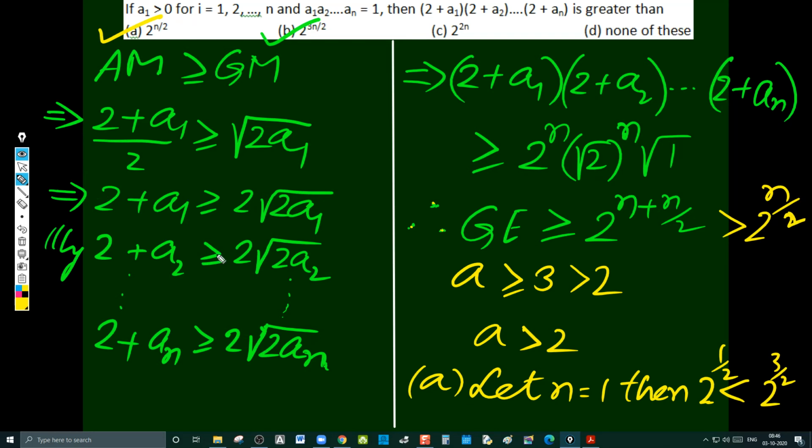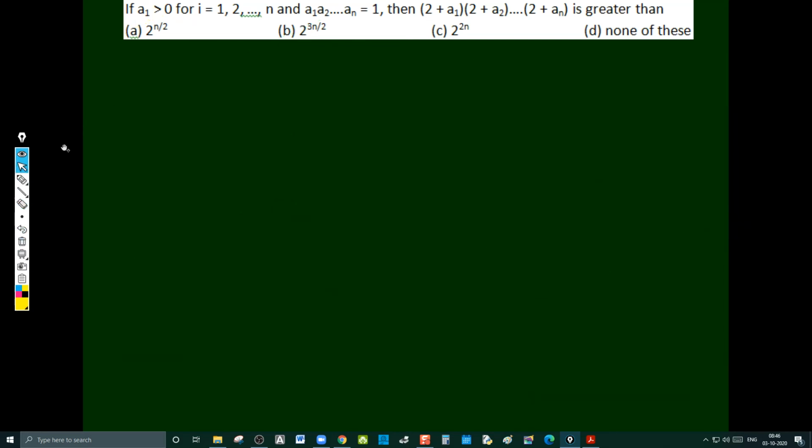Okay. Now, I hope you understand what I'm raising. So there's no question of this. 2 power 2n becomes the bigger one; 2 square will be 4. So you need not check C. Let us move on to the next question.